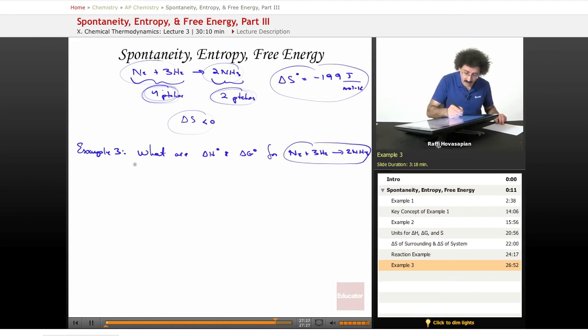Well, we have the delta S already. That's good. We need that. Delta S equals minus 199 joules per mole Kelvin.